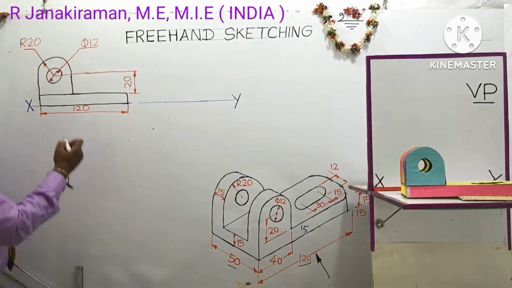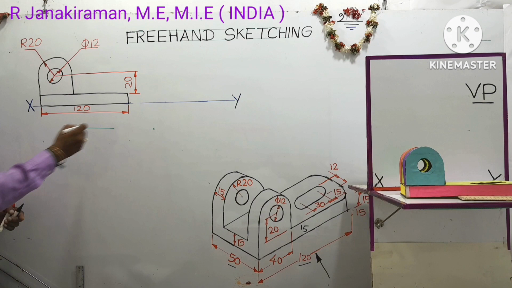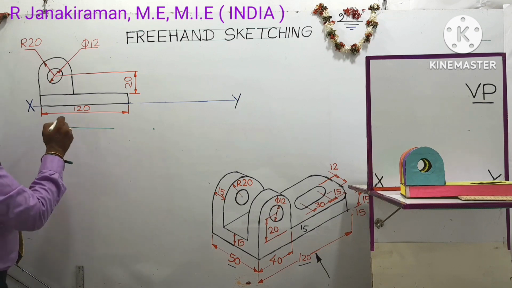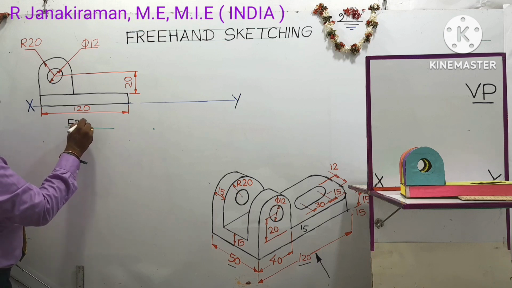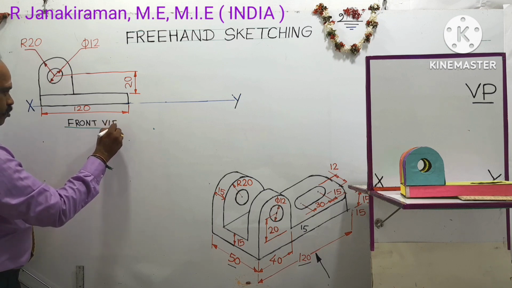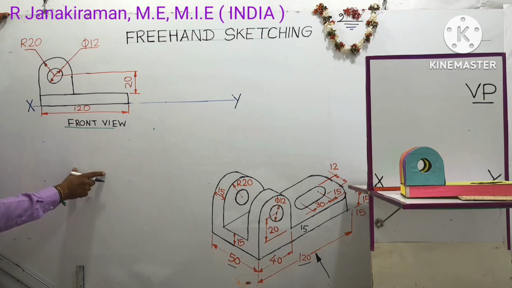So let me write the name of the diagram. Draw a guideline using a 2H pencil like this, shown in green color. And the name of the view obtained is front view. Understand? Exactly below the front view, the top view diagram will come.